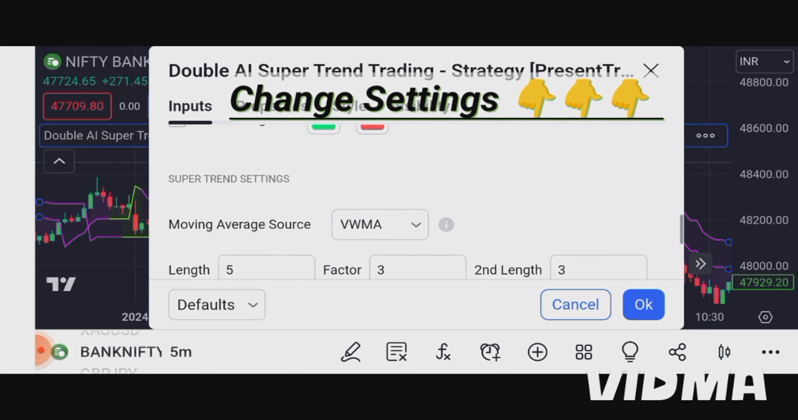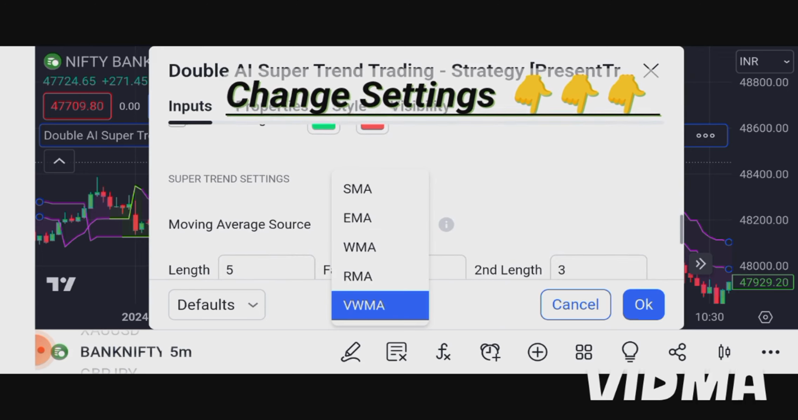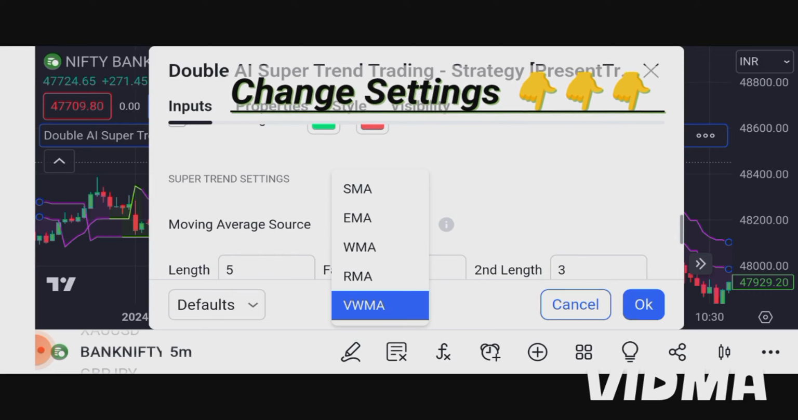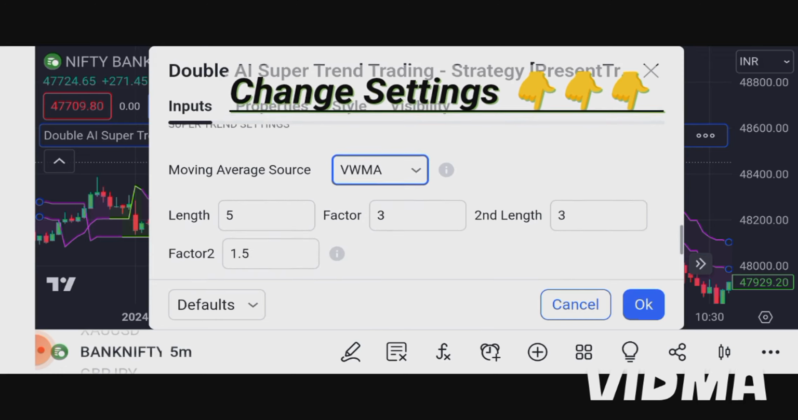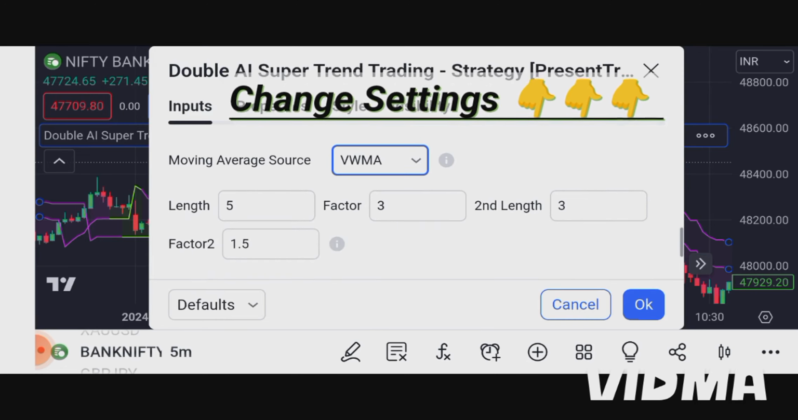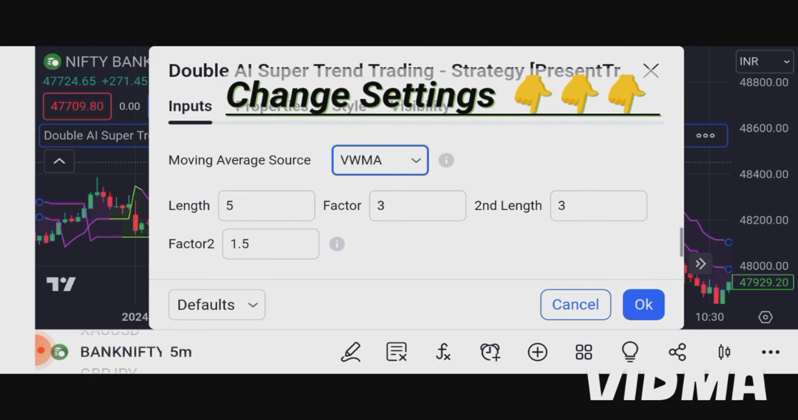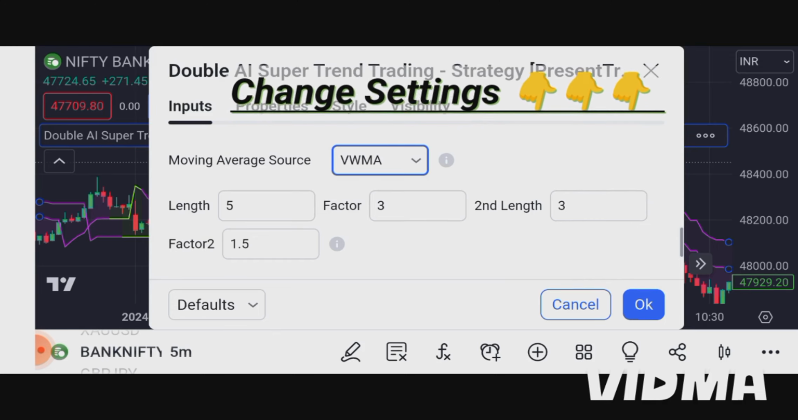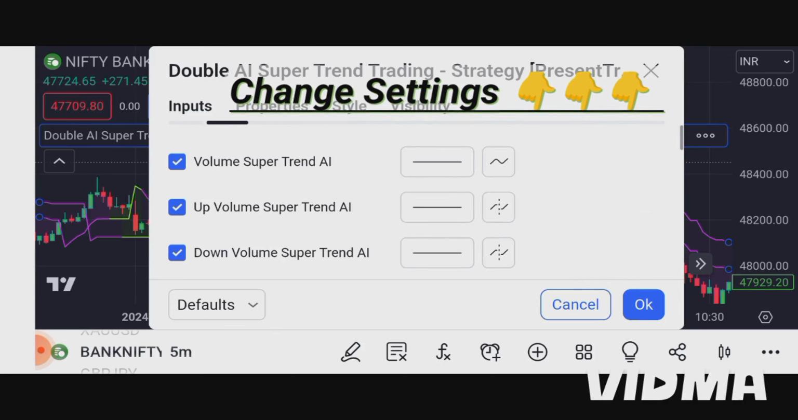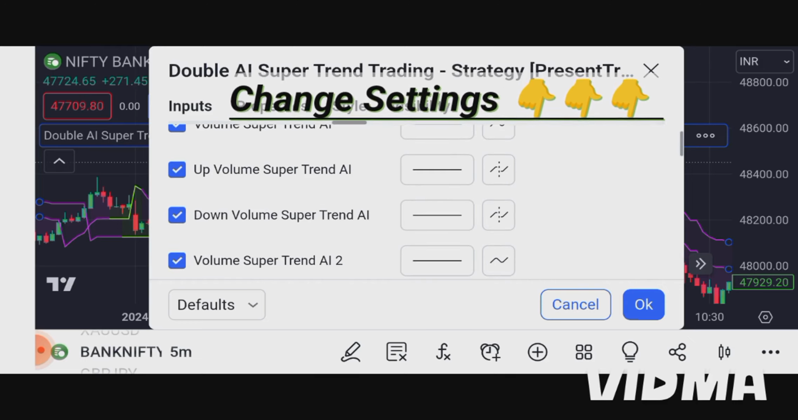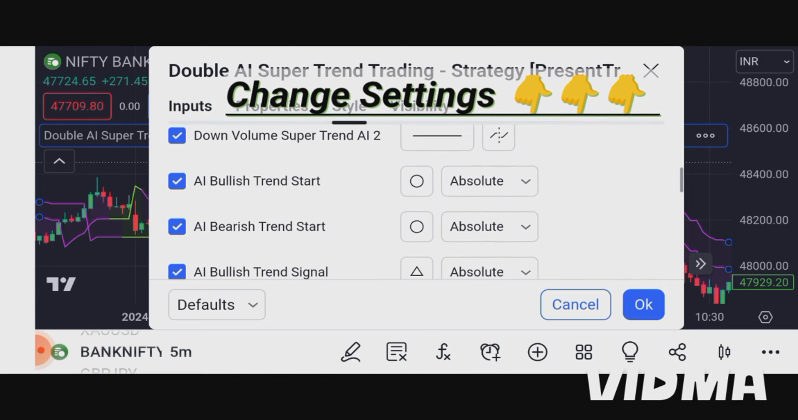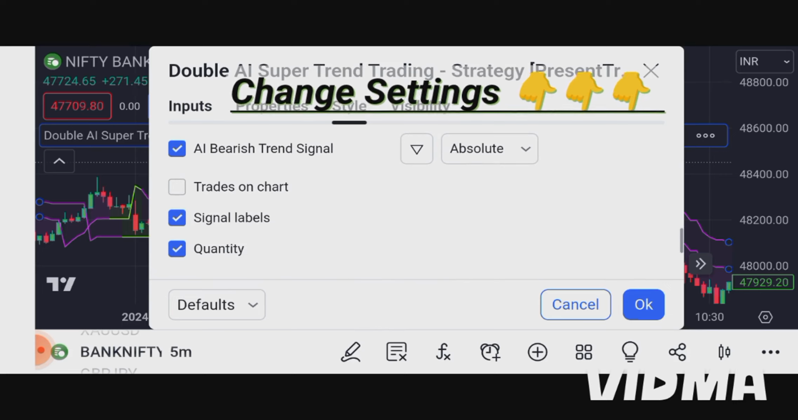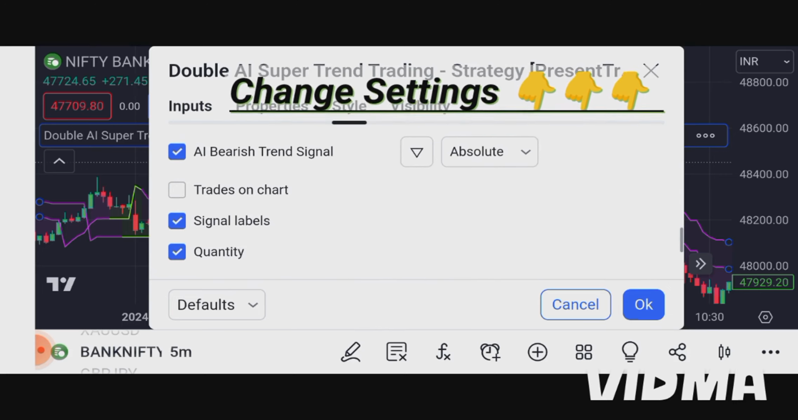For Super Trend setting, you can check with different moving averages, but in our testing we found that VWMA, volume weighted moving average, is very good, so we select that. Go for length 5, factor 3, second length 3, and factor 1.5, because two Super Trends are included, so there are two settings. Then go to styles; you need to disable the volume super AI, everything else is fine. Trade on charts you need to disable, that's it, that is the setting.